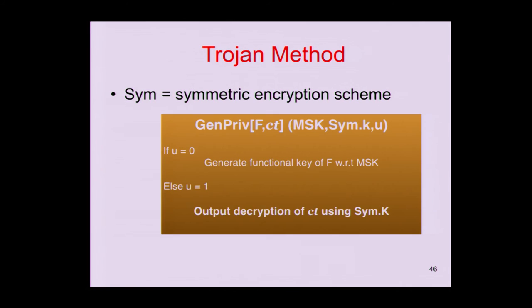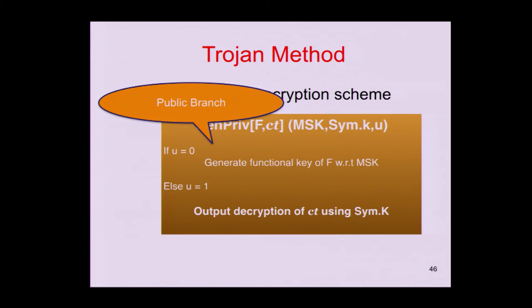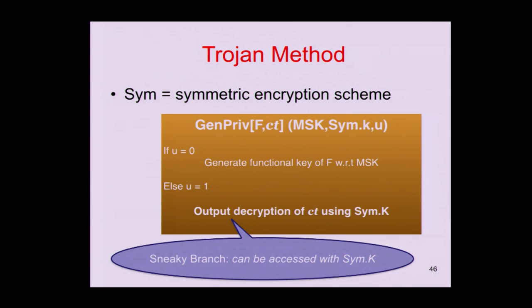Just to explain this in more detail, let's consider the example of the functional key which we described a few slides back. So we have this function genpriv. In the earlier case, if u was 0, then you executed the key generation algorithm honestly. Now what changes is the second branch. If u is 1, u here is interpreted as a mode, then you output the decryption of the ciphertext, and this ciphertext is hardwired here, using the symmetric key. And this symmetric key will be part of the input. As I mentioned, this was the public branch, and this was the sneaky branch, which can be accessed if you know the symmetric key.